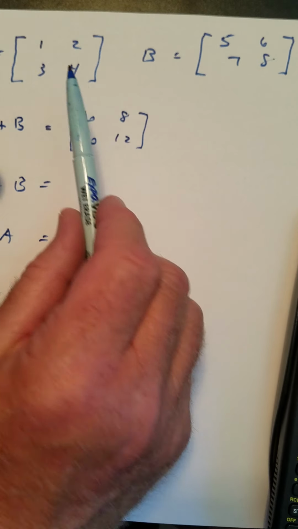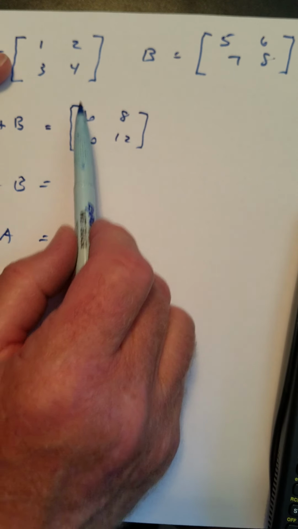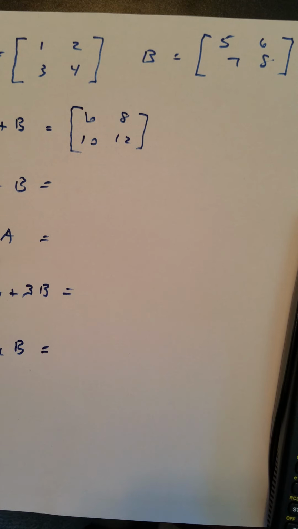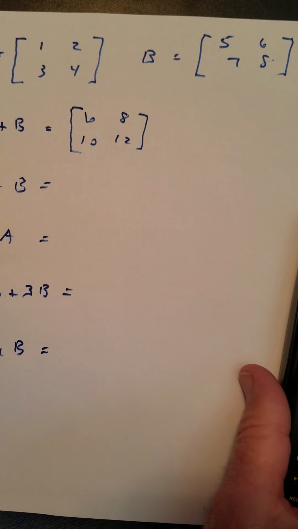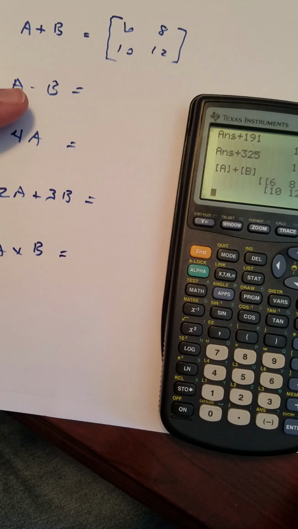Now, obviously, I could have taken 1 plus 5 and gotten 6, 2 plus 6 got 8, 3 plus 7 got 10, and 4 plus 8 got 12. It's much easier to just do it by looking at it. But as your matrices get harder, you might want to rely on this. Plus, this is a good way to check your answers if nothing else. Let's go for the second one.